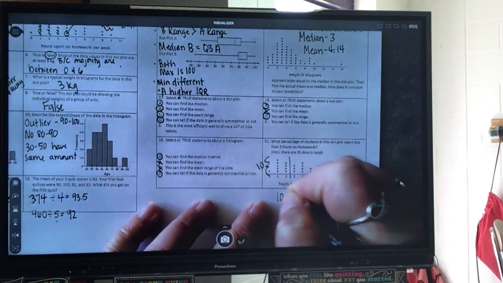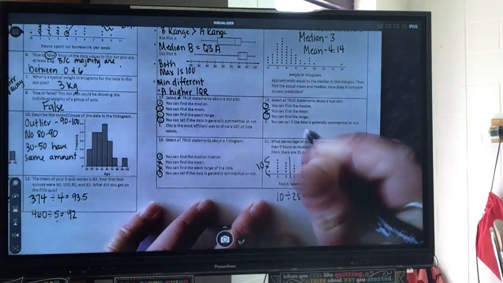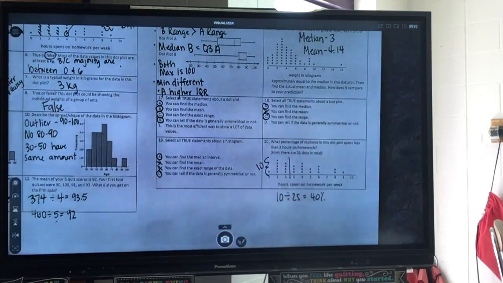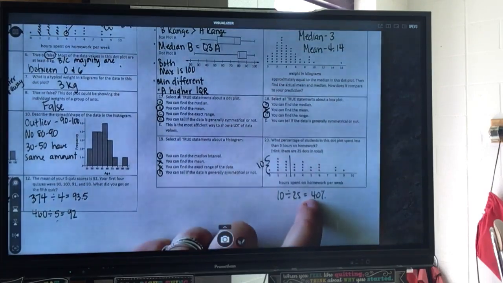10 divided by 25 equals 40%. All right, it's kind of what you did. I just did it mathematically. Or you can break it up into 5s. It's really whatever process you get. I don't really care as long as you get that in. Okay? All right, flip it over.